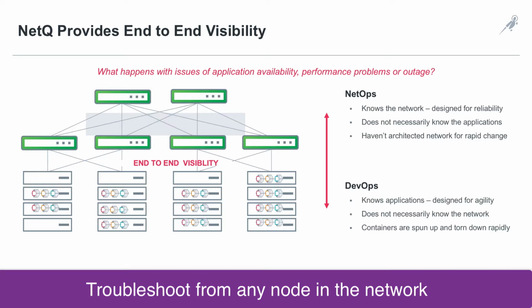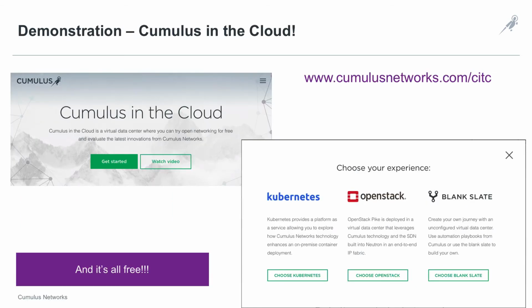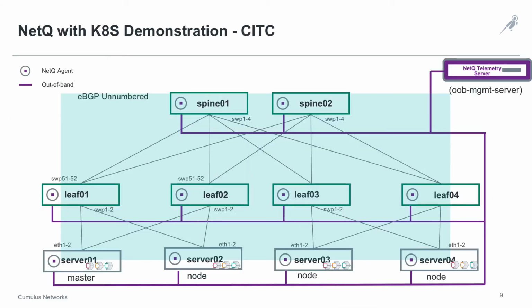I'm going to use Cumulus in the Cloud for the demo. Cumulus in the Cloud, or CITC, is a free virtual data center provided by Cumulus to allow you some hands-on experience with Cumulus, using Cumulus VX and NetQ. Simply go to this URL and request a virtual data center by clicking Get Started. Then you can choose your experience. I'm choosing Kubernetes. You will get an email when the virtual data center is ready, along with access information.